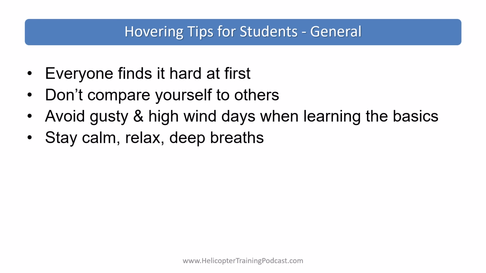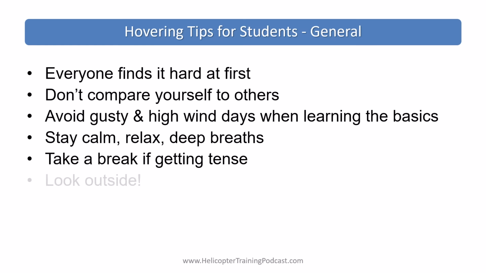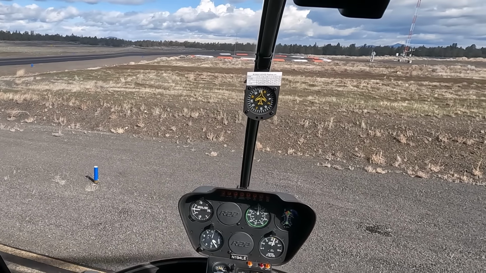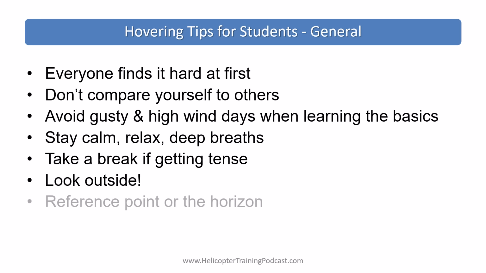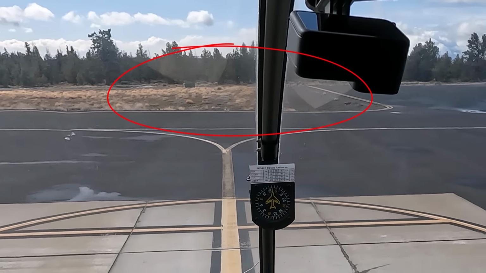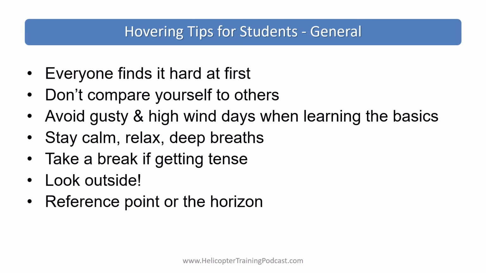Try to stay calm, relax, take a deep breath, avoid tensing up. Take a break if you're noticing that you're getting tense. Notice your hands. Are you death gripping the controls? Look outside. Avoid staring inside the cockpit or down at the ground. Use a reference point or the horizon instead of fixating on something too close, and that will help you spot those small changes to attitude.